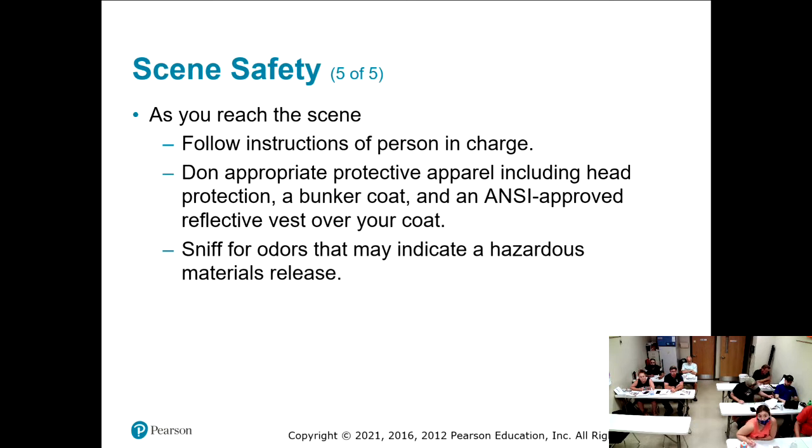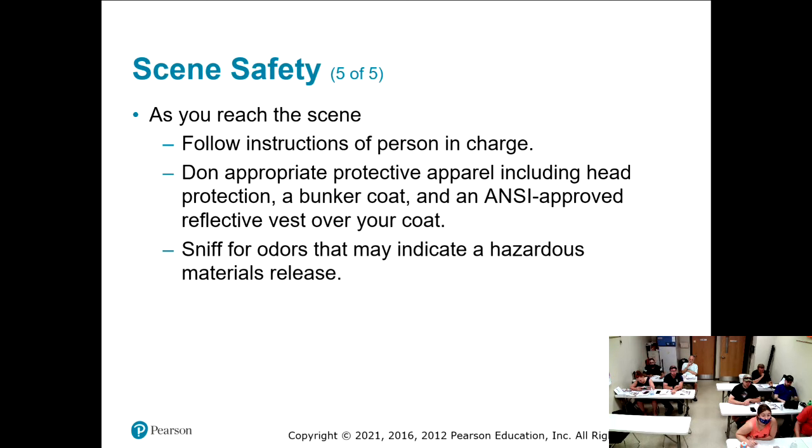Don the appropriate protective equipment. Make sure you're wearing ANSI approved reflective vests. All ambulances should be wearing them, or should have them on board for you to put them on. If you're going to be going into a car because you have to crawl inside to start taking care of the patient while they're extricating, make sure you're putting on approved bunker coats, helmets, gloves, stuff like that to protect yourself.